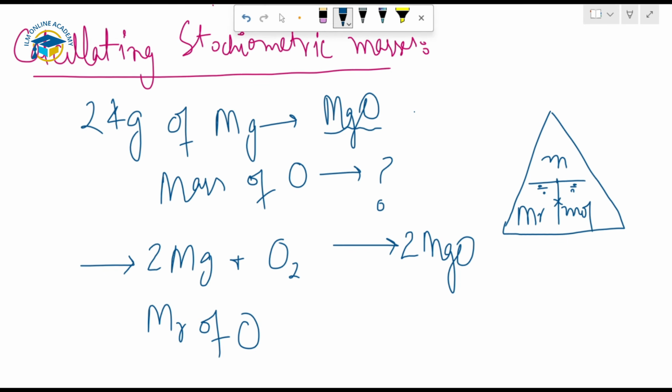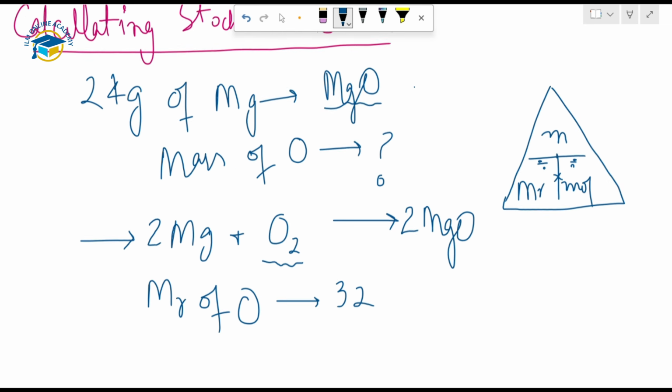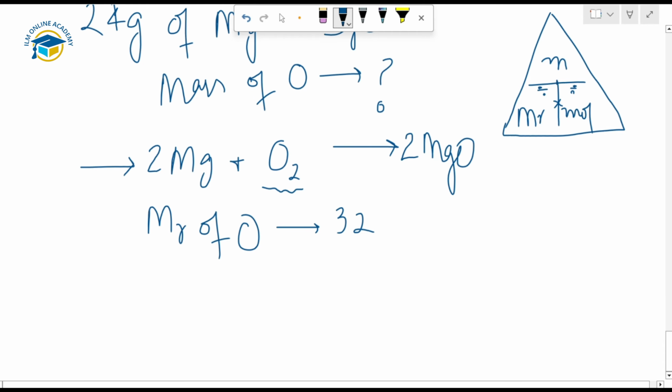The atomic mass of one oxygen atom is 16 here, and through this equation you can check that oxygen is present in the diatomic form, so the molecular mass of oxygen will be 32, as the atomic mass is 16, so 16 into 2 we have 32. This is the first step.